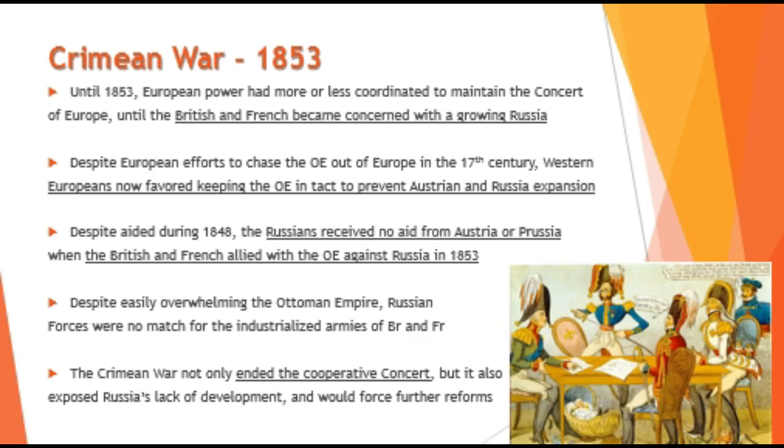But anyway, like I said, the big thing is Austria was saved by Russia from being totally overrun in the revolts of 1848. You would think the Habsburgs would have owed Russia, and that's what they thought, but nonetheless, it didn't happen. Despite easily overwhelming the Ottoman Empire, Russian forces were no match for the industrialized armies of Britain and France. Russia wasn't industrialized like the other Western powers. They had the manpower, but they lacked the firepower, the technology. And this theme will continue to haunt the Russians through the First World War.